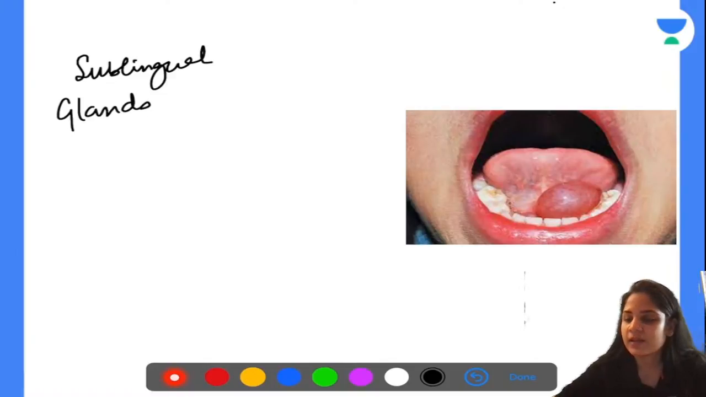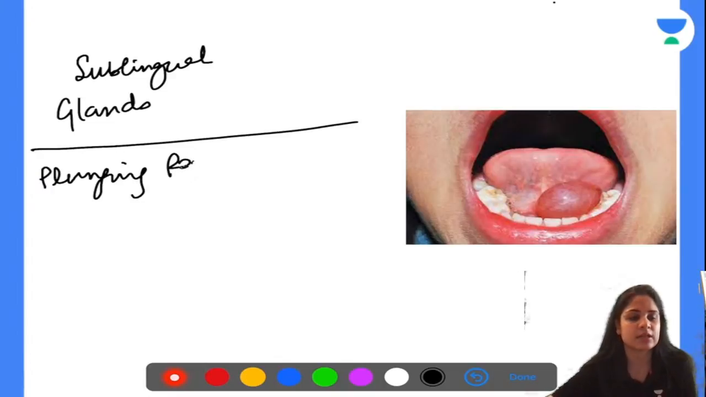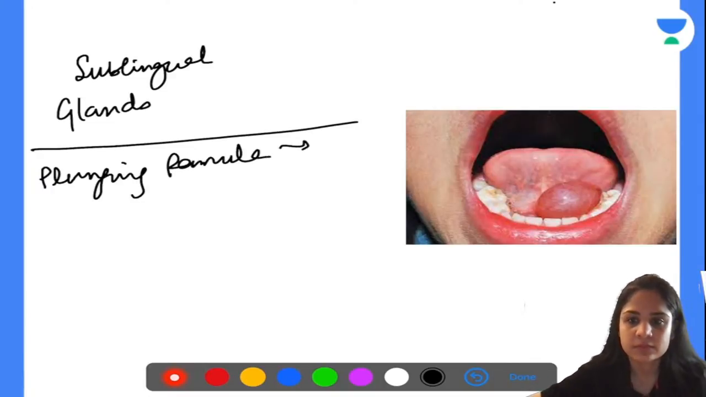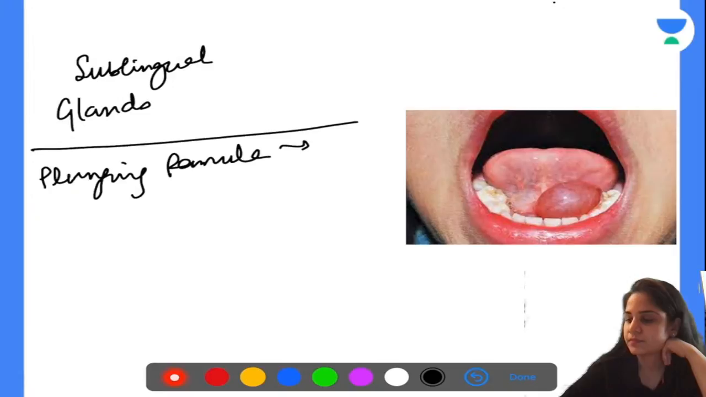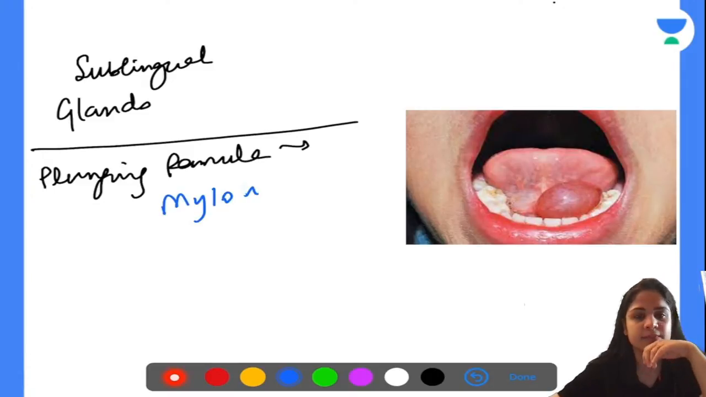ultrasonography. Okay, now just tell me, when we talk about plunging ranula, through which muscle does the ranula go to form a plunging ranula? Which muscle? Mylohyoid muscle. Okay.